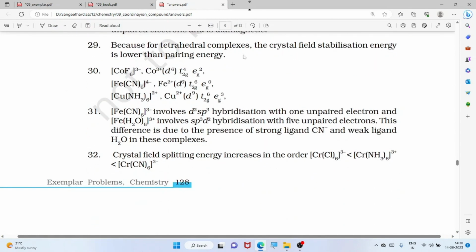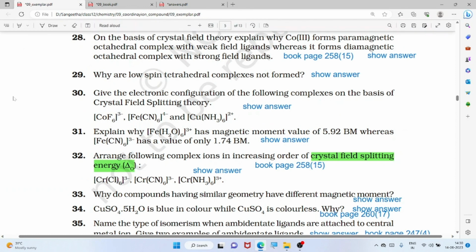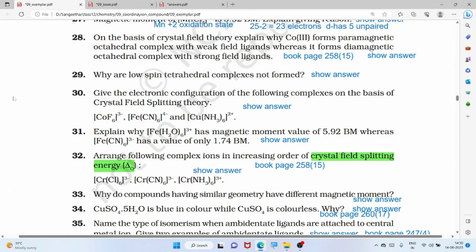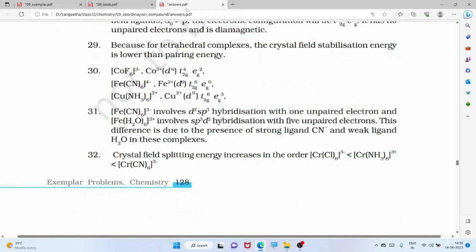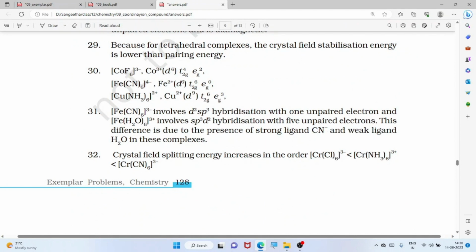Because for the tetrahedral complex, the crystal field stabilization energy is lower than the pairing energy P. Give the electronic configuration of the following complexes on the basis of the crystal field splitting theory. Okay, 30. So this is the one.